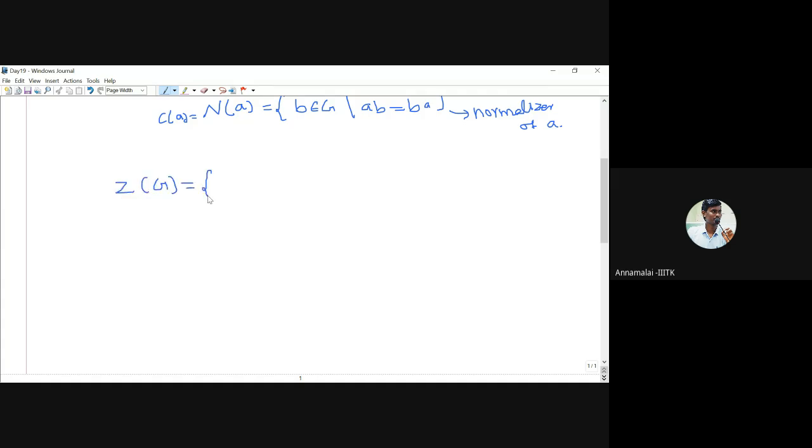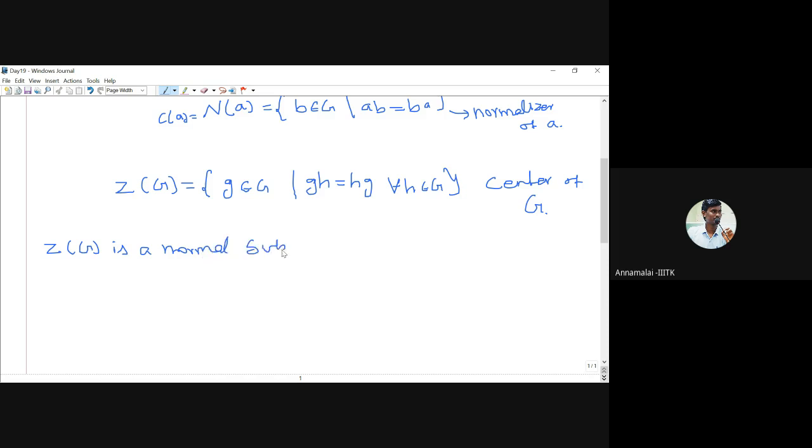This is the collection of all elements g in G that satisfy the commutative property with every element of G. So when we collect the g, this g satisfies gh equal to hg for all h in G. That is Z of G. We call it the center of the group G. And Z of G is always a normal subgroup.